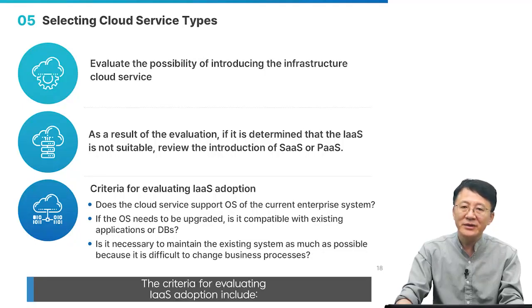The criteria for evaluating IaaS adoption include: does the cloud service support the operating system of the current enterprise system? If the operating system needs to be upgraded, is it compatible with the existing applications or database? Is it necessary to maintain the existing system as much as possible because it is difficult to change business processes?